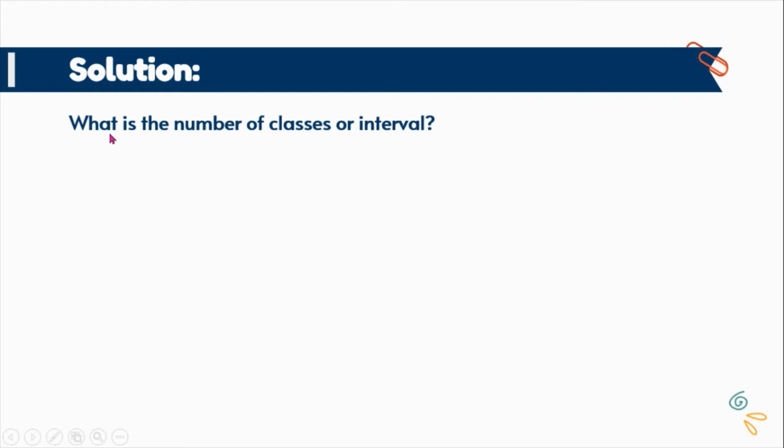Next, what is the number of classes or intervals? That is the square root of n. Our n is 50, since the number of scores is 50. The square root of 50 is equal to 7.07. Therefore, we have about 7 classes or intervals.